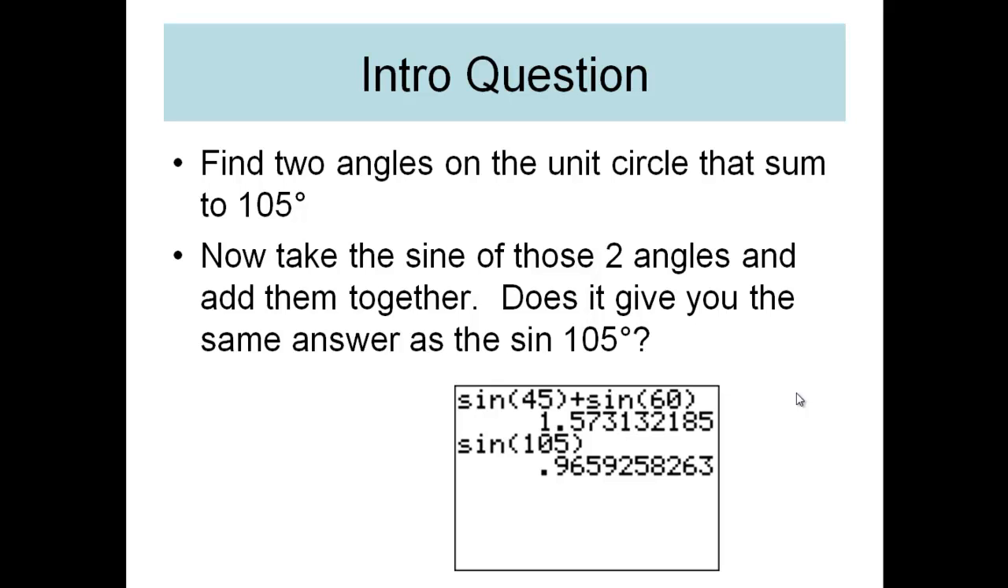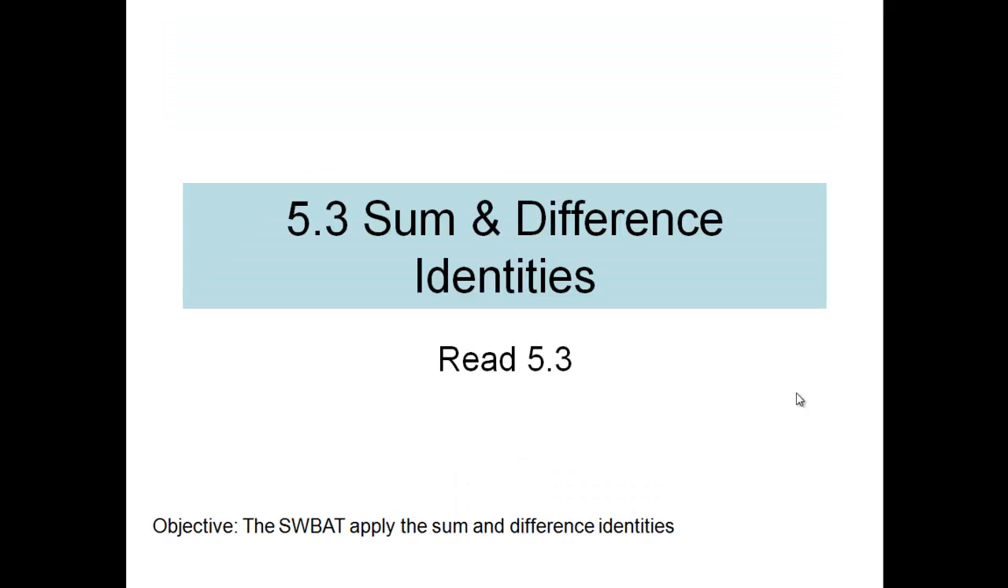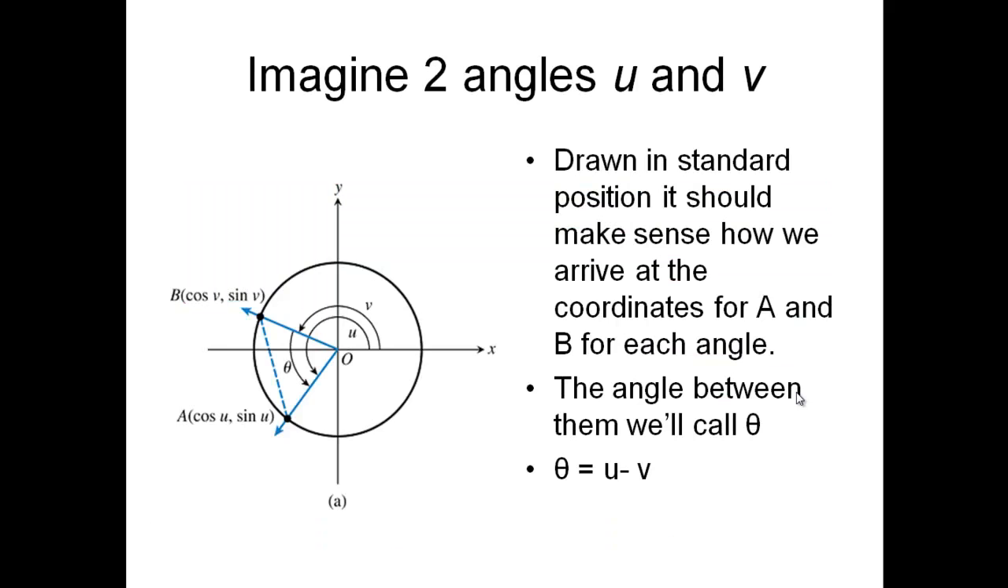How do we do these types of problems then? This is where our sum and difference identities come into play. This is coming from section 5.3, and of course your sum and difference identities that you have on your cheat sheet. Let's talk about where these sum and difference identities come from. I'm going to go through an example here to derive this formula. You don't need to memorize this, you don't need to write this down, just follow along and see if it makes sense as we work through this.